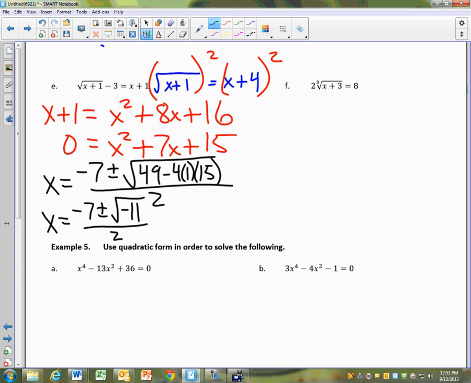Imaginary numbers. So on your test, we'll get to dealing with that in chapter 3. But what you can write is no real solution. You could also write imaginary solution. You could also write negative 7 plus or minus i square root of 11 over 2 to show me that you know how to write the imaginary solution. I don't care whichever way you do it, but to indicate that there's an issue is what you need to do.